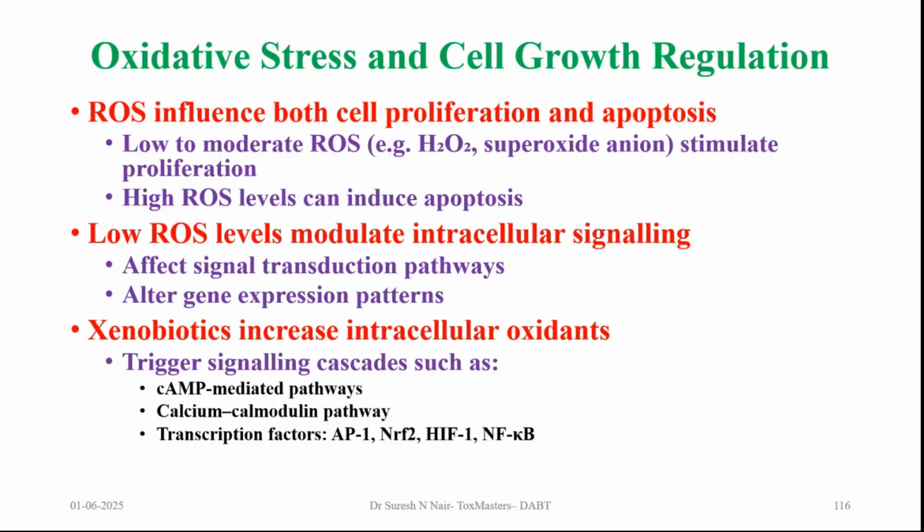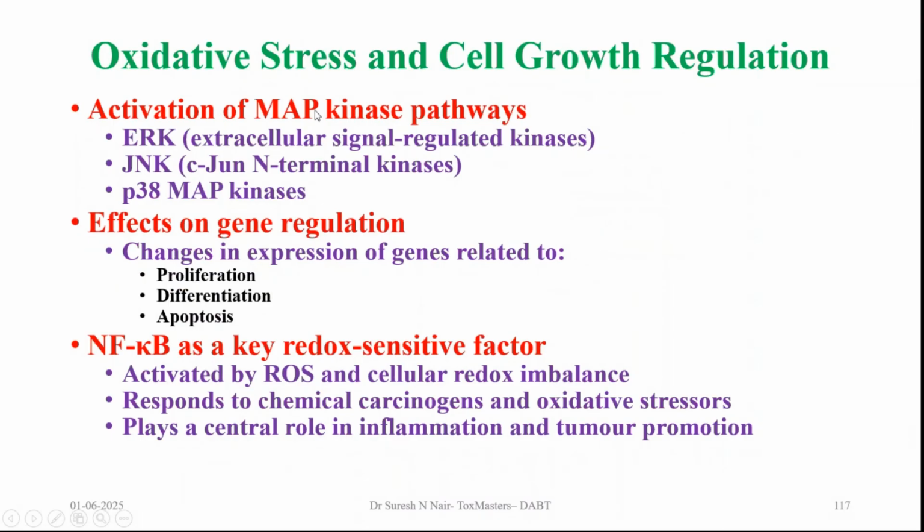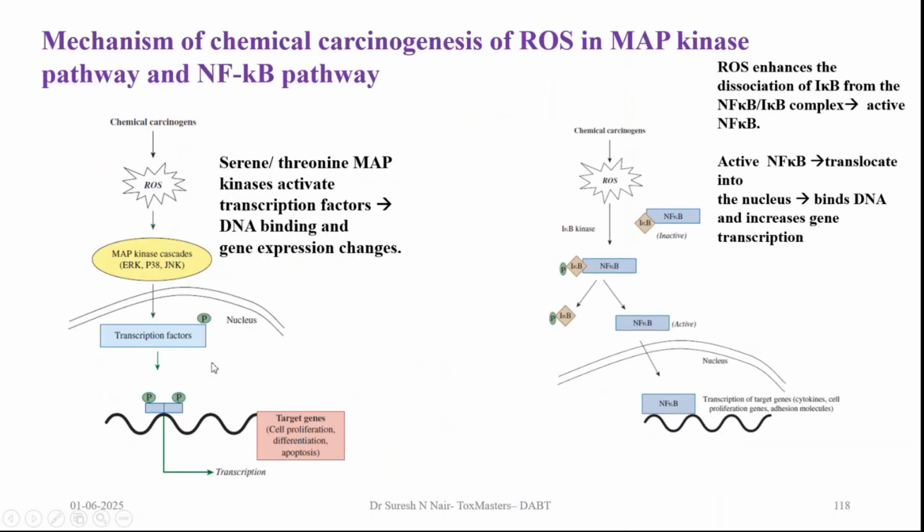And the ROS can both influence cell proliferation as well as modulate intracellular signaling. Then xenobiotics can increase the intracellular oxidants by multiple pathways. One is the calcium calmodulin pathway, the transcriptional factors, and such pathways. And the next one is the MAP kinase pathway, then effect on gene proliferation, NF-kappa B, that is another pathway. So in this picture, it clearly describes how these changes are happening.